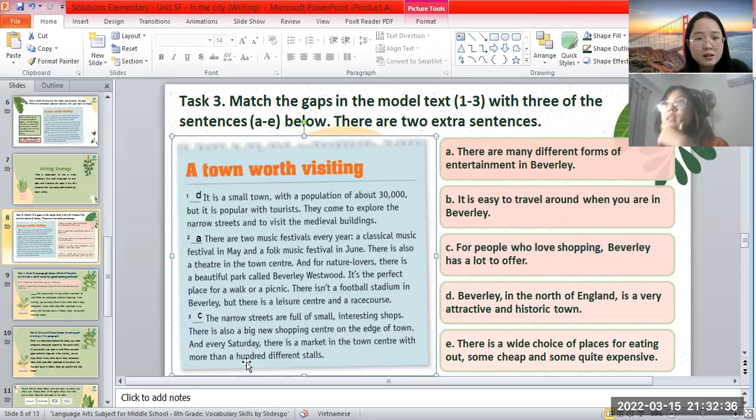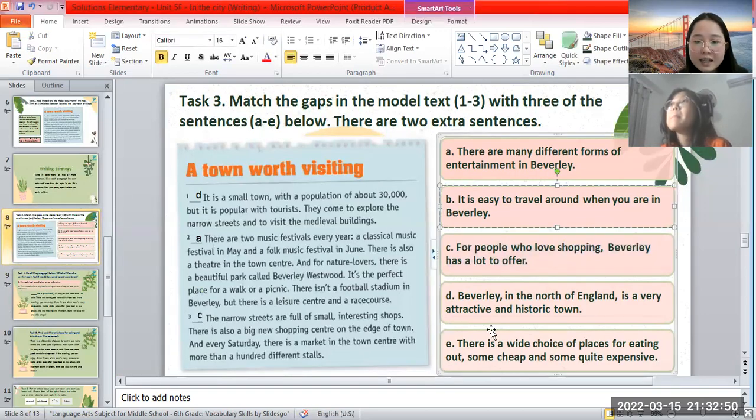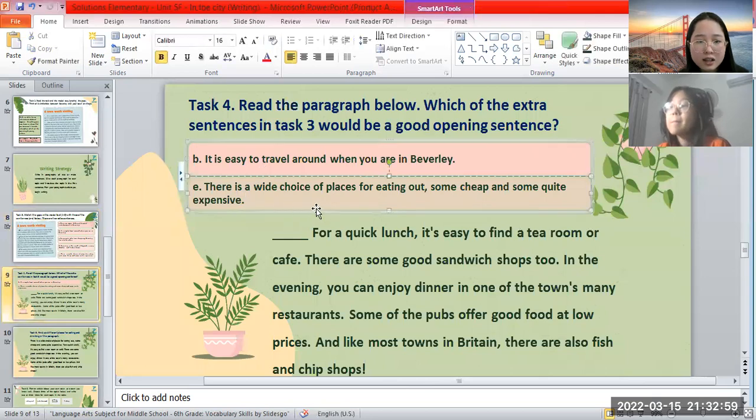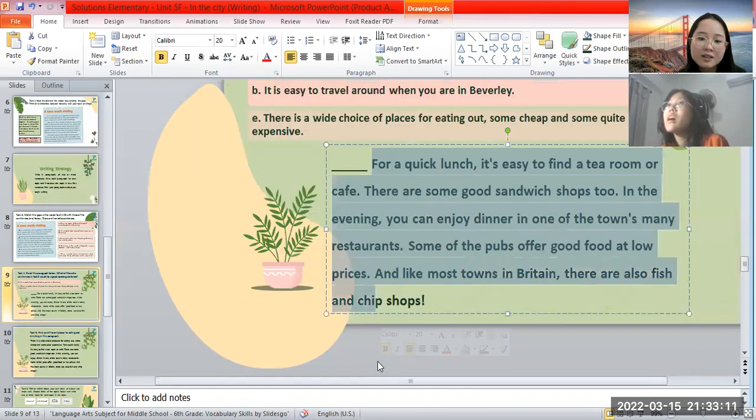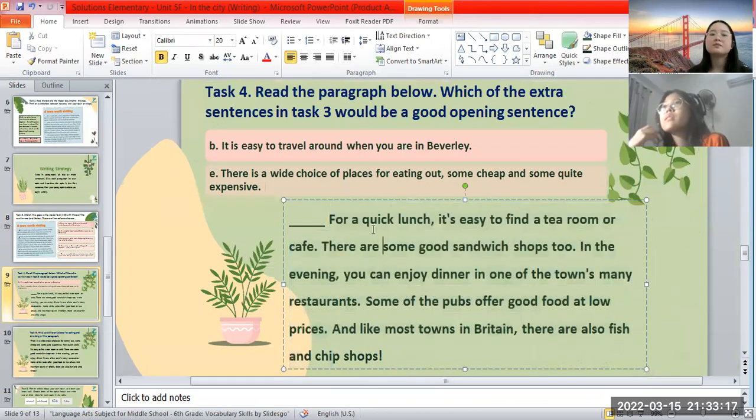Okay, do you understand? Yes. Very good. Okay, for the next task, just the same paragraph. Which of the extra sentences? We have B and E as the extra sentences here because we chose D, A, and C already. So do you think which of the extra sentences would be a good opening for this paragraph? Which one do you think is more suitable?